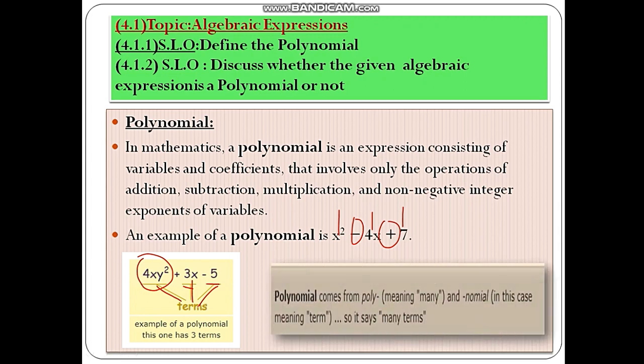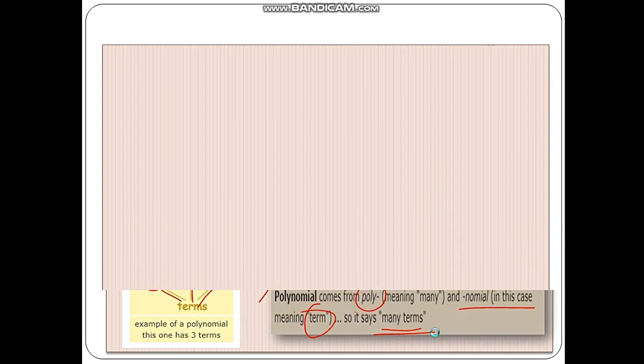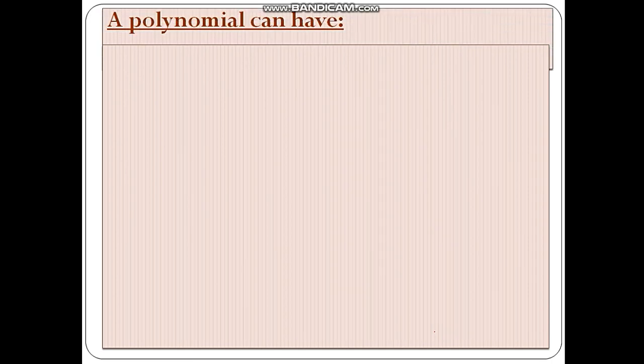This is a general thing which you all should know and remember, that the word polynomial comes from poly, meaning many, and nomial, meaning the term. So it says many terms. Polynomial in general means many terms. The next thing, a polynomial can have constants. Yes, 3, minus 20 or 1 by 2. 1 by 2 can be there because it is a constant term.